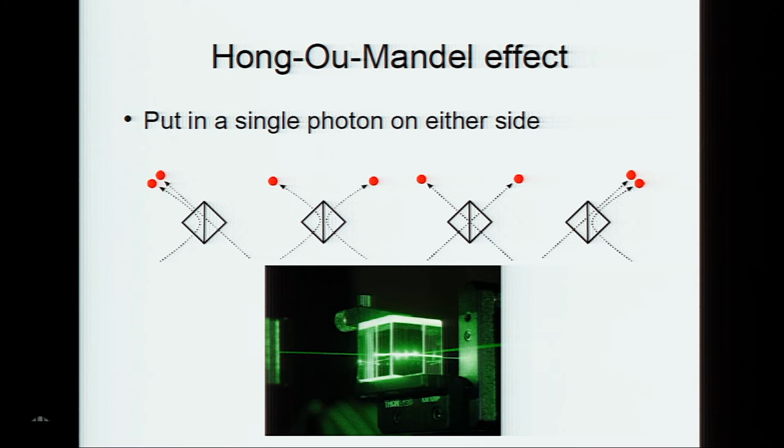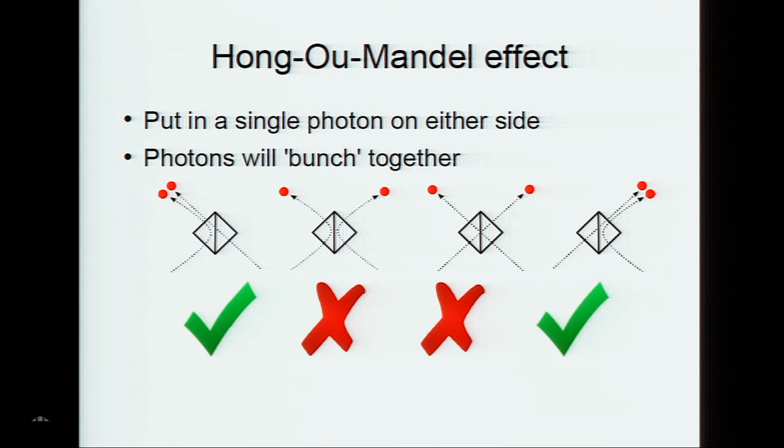Now if you send a single photon on either side of this beam splitter, something very interesting happens, which is that the two photons clump together, they bunch together. So this photon comes in from this side, the red circles are the photons, right? It comes in from this side, the other one comes in from that side. Then there are 4 possible scenarios, but it turns out that these two in the middle are never actually observed in nature. So you either get this one or you get that one.